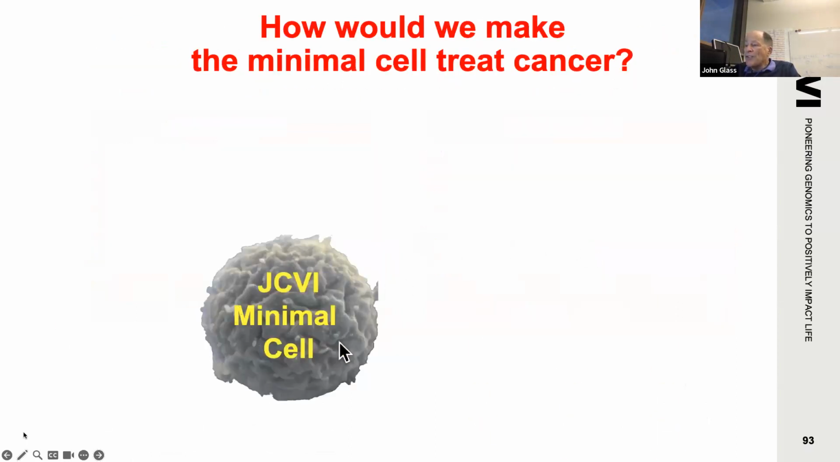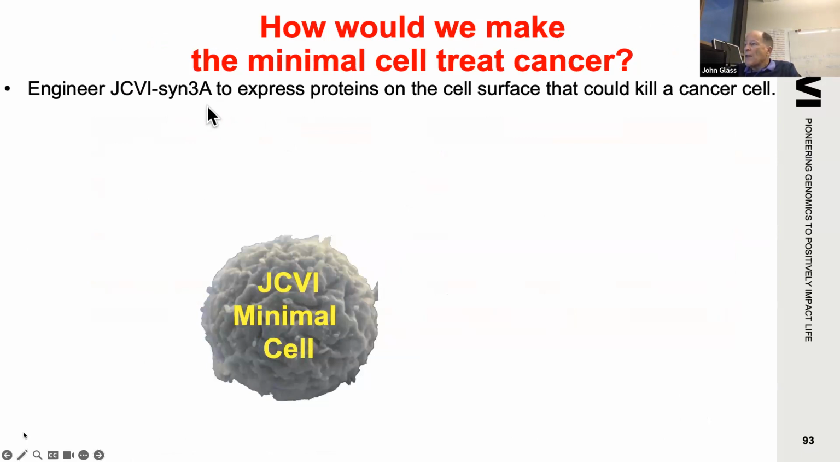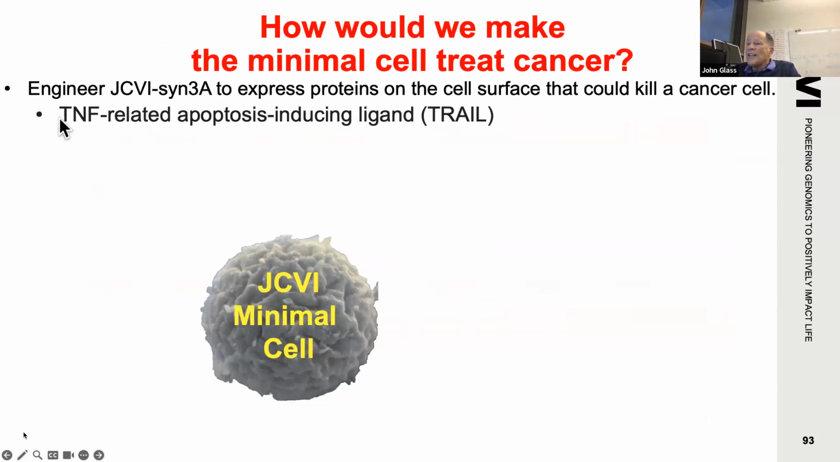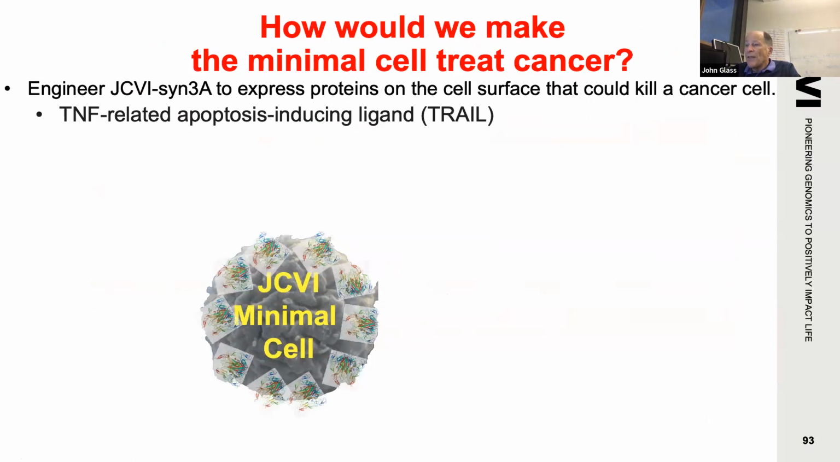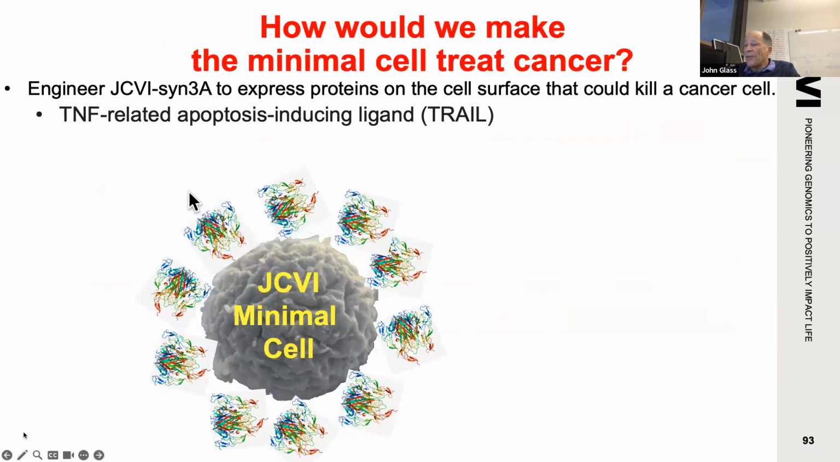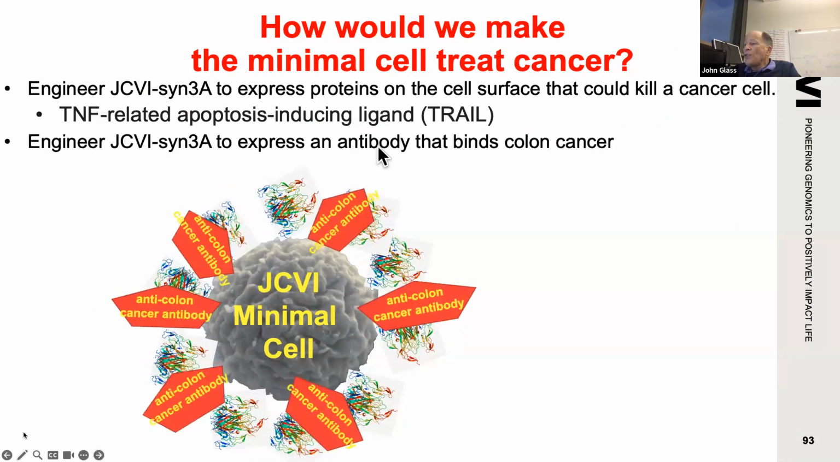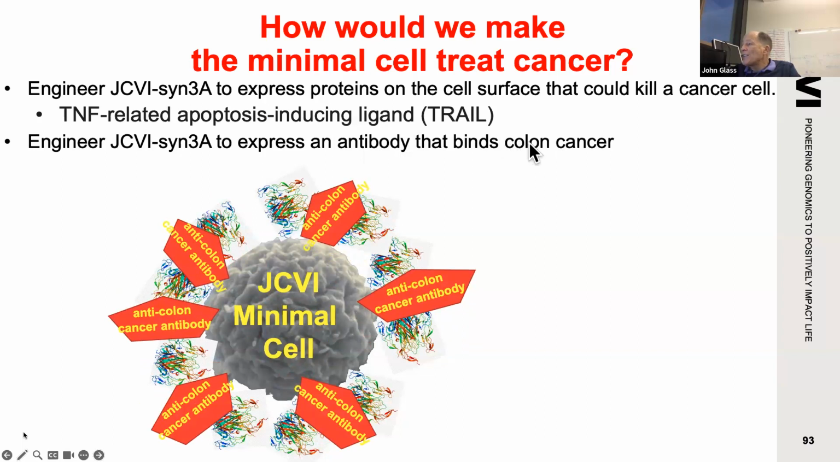imagine I've got a minimal cell and I've engineered it to express proteins on the cell that could kill a cancer cell. Say this protein called TNF-related apoptosis-inducing ligand, which people have shown can kill cancer cells. And we're going to put those on the surface of the cell. And then we'll also put an antibody that binds to, say, human colon cancer.